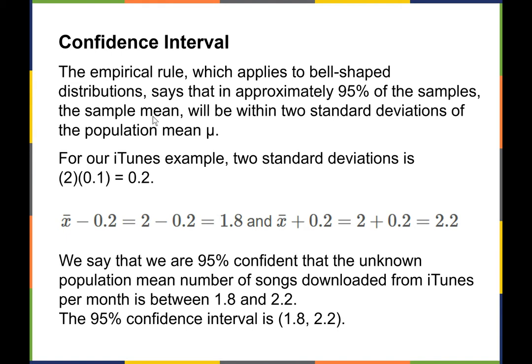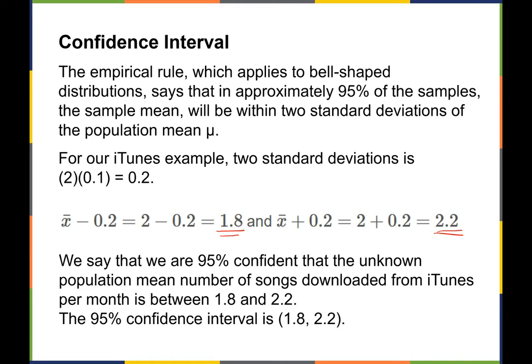So remember, by the empirical rule, 95% of the values are within 2 standard deviations of the mean. So if we have our mean and we subtract off 2 standard deviations, that would be 2 minus 0.2, which is 1.8 for our lower value. And if we go up 2 standard deviations, so that's 2 plus 0.2, that gets us to 2.2. So using the empirical rule, we can say we are 95% confident that the unknown population mean number of songs is going to be between 1.8 and 2.2.